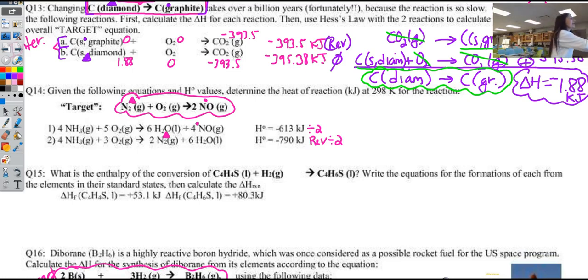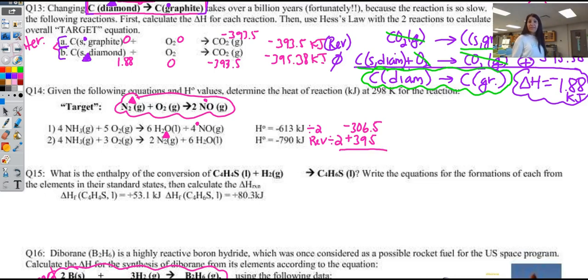And so I get a negative 306.5 here. And then I am going to do the 790 divided by 2, which is 395. But I also need to reverse it. And if you reverse it, you get a positive 395.